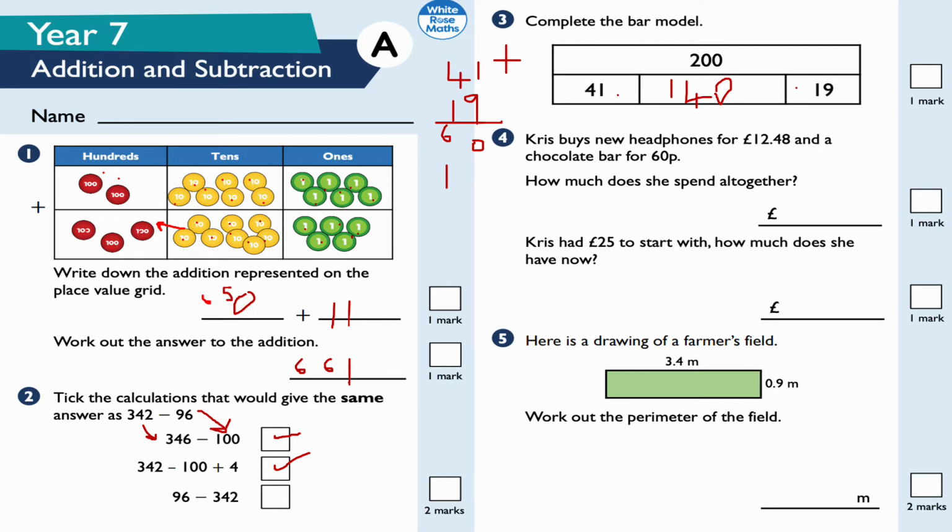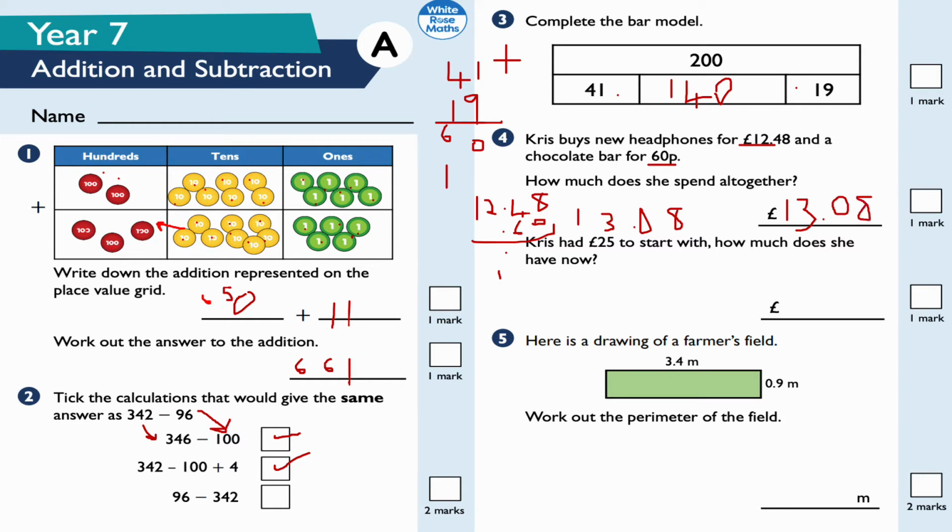Chris buys new headphones for £12.48 and a chocolate bar for 60 pence. How much does she spend altogether? Well, £12.48 add 60 pence. Make sure that I put all my numbers under the correct place value. It might be a bit tricky here. 8 add 0 is 8. 4 add 6 is 10. So 0, oops, carry the 1, put the decimal point there. 2 add 1 is 3, and then I've got 1 add nothing is 1. So it's £13 and 8 pence.